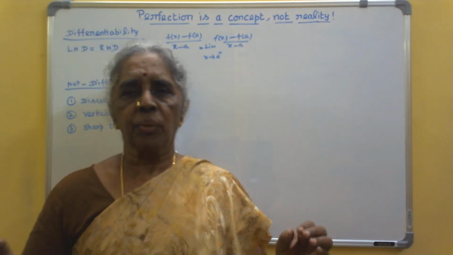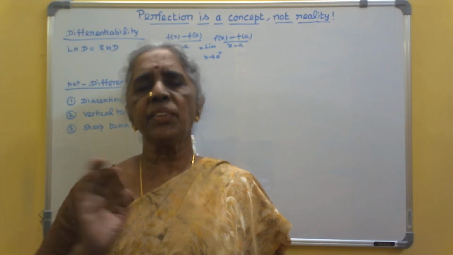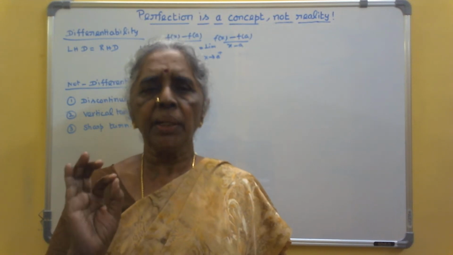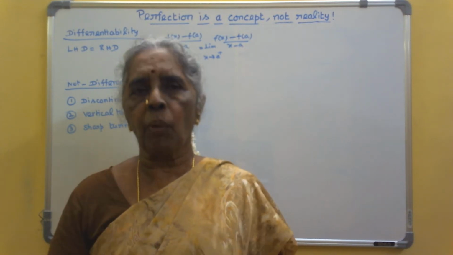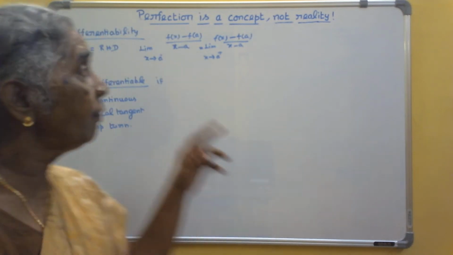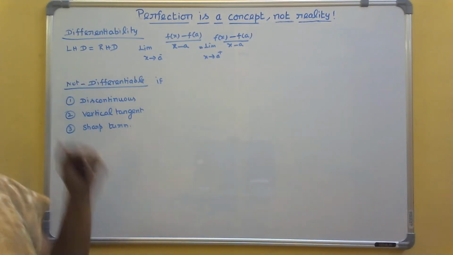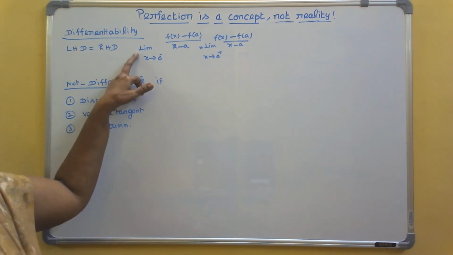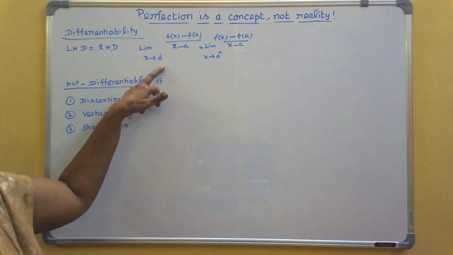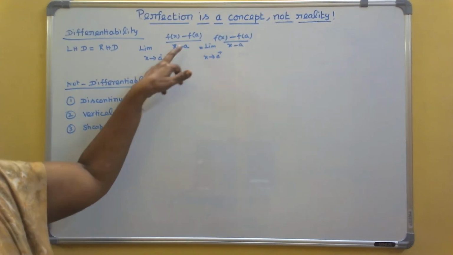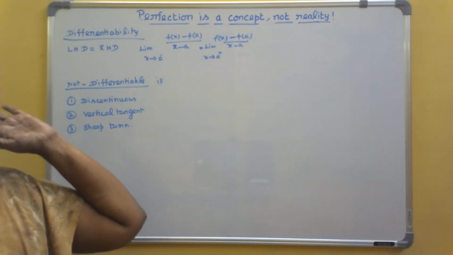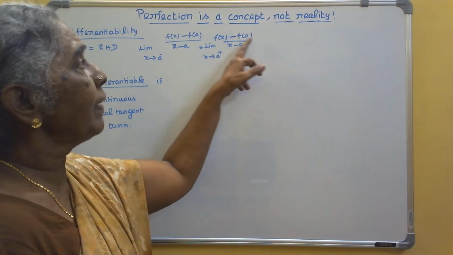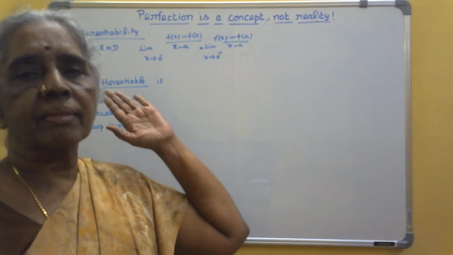Now, let me tell you a few concepts about differentiability. Okay, a function f(x) is said to be differentiable at a point x = a if the left hand derivative is equal to the right hand derivative. How do we find the left hand derivative? It is limit x tending to a minus of (f(x) - f(a))/(x - a). Right hand derivative is limit x tending to a plus of (f(x) - f(a))/(x - a).